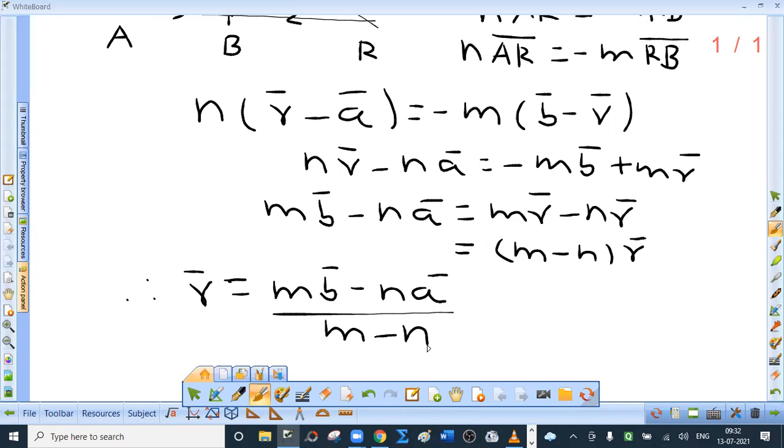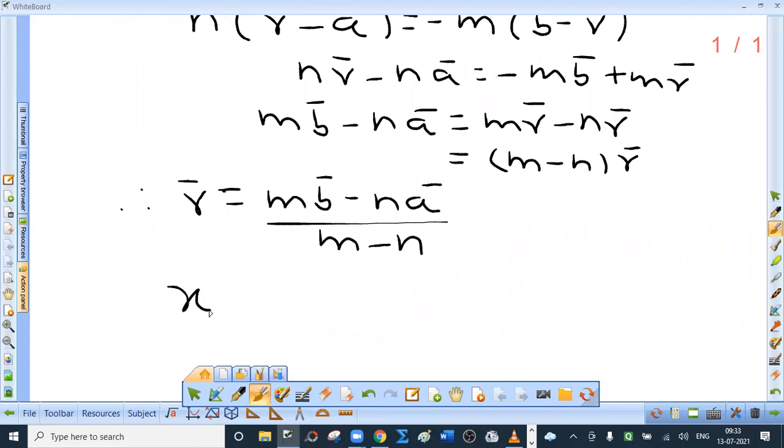Now can you tell me the section formula using Cartesian coordinates? If A is x1, y1, z1, B is x2, y2, z2, and the point of division is taken as x, y, z, I will just write for the x coordinate. What will be x? It will be mx2 minus nx1 upon m minus n.